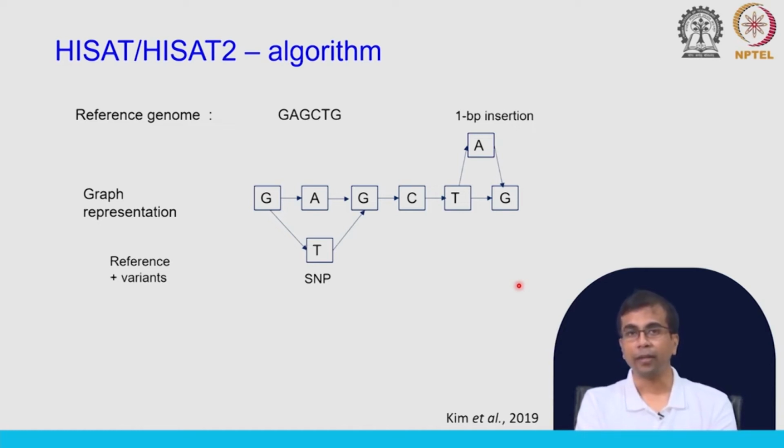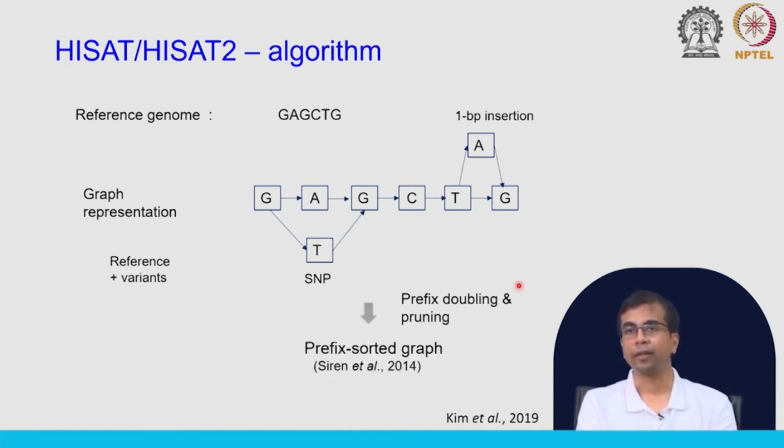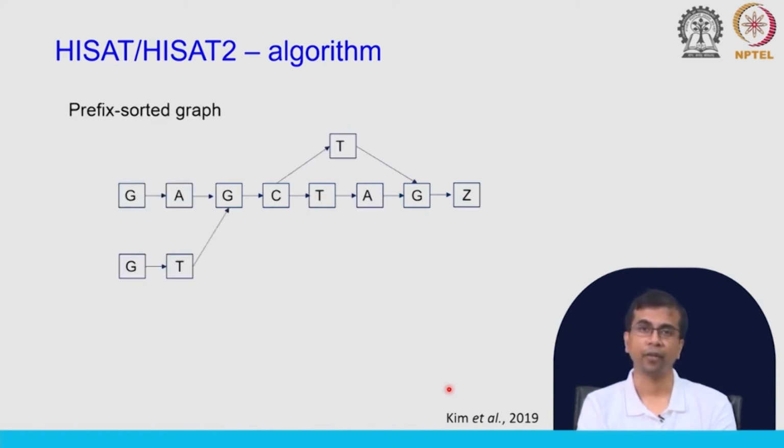Okay, so, once you have built this graph, what you do is something called prefix doubling and pruning, and you generate something called a prefix sorted graph. I am not going into the algorithm and how you generate this prefix sorted graph. This is developed in this paper, and they use it here, and they generate this prefix sorted graph, which would look something like this. Again, we have to understand the process of generating the prefix sorted graph before you actually get here.